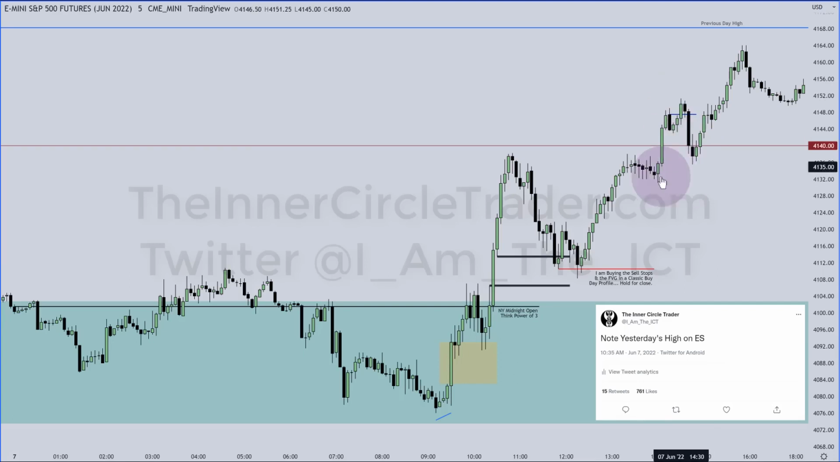But it came down, closed in this fair value gap, rallied again. This is an optimal trade entry once more, pushing it higher, but still did not hit the previous day's high.